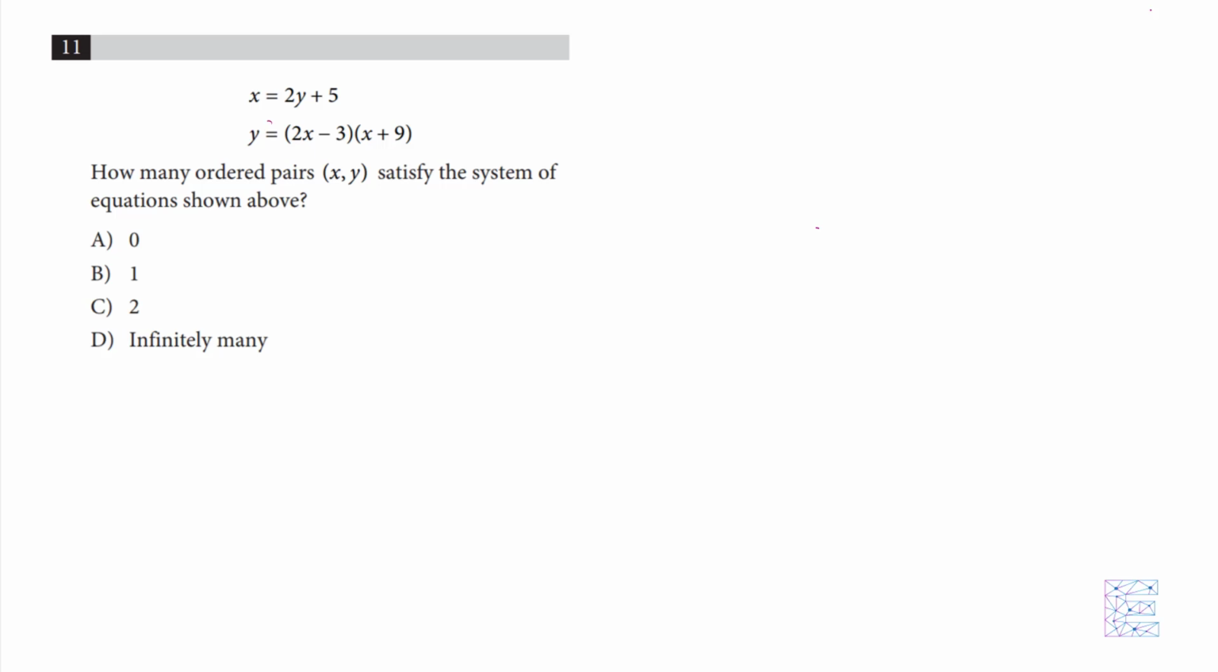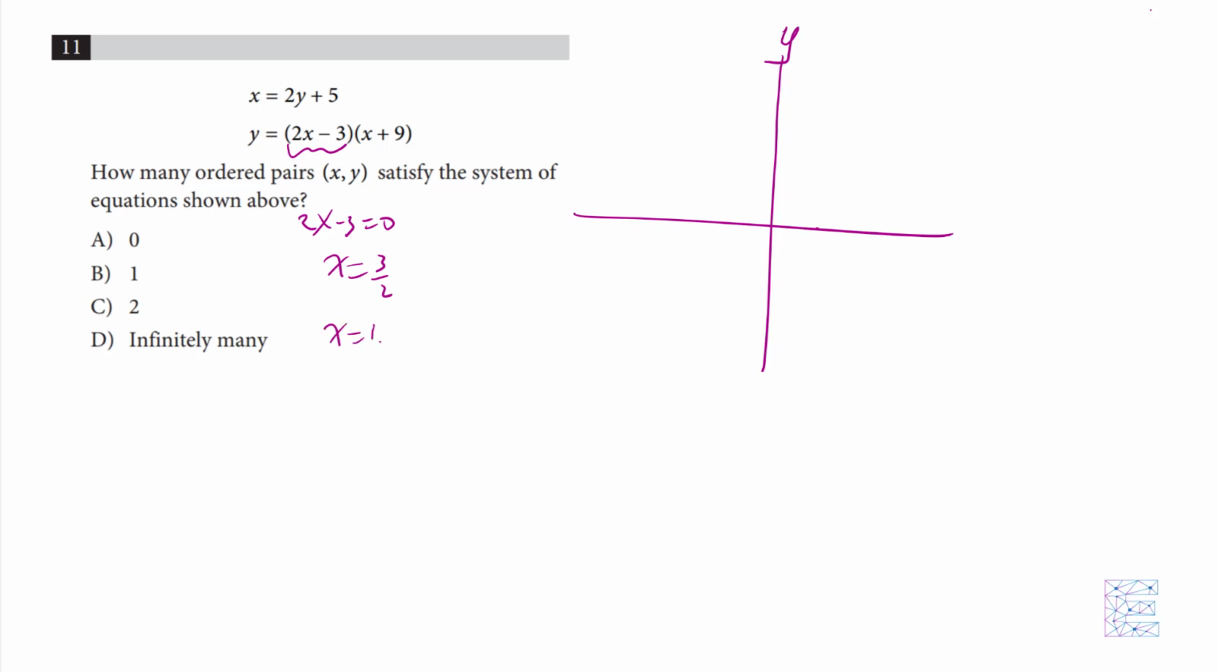So let's start with this quadratic equation. Let's create a little x and y plane here. If you were going to solve for each of these, 2x minus 3 equals 0, x would end up being 3 over 2. So that means x is 1.5. We are crossing the x-axis where x is 1.5.